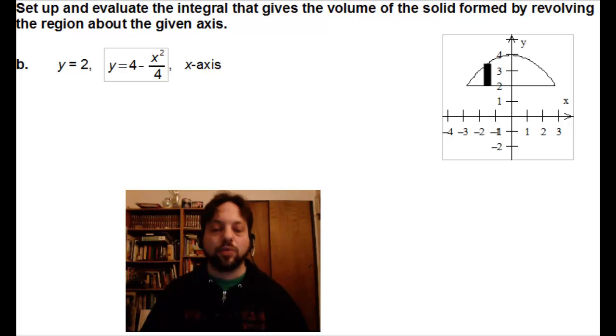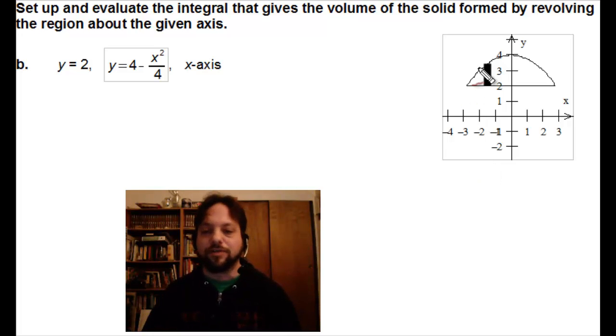In example B, we're going to begin essentially the same way that we began example A, and that's simply by drawing the solid of revolution that we're trying to find the volume of. Now, we're given this region right here that's made up of these two functions, and we're told that we are going to rotate this around the x-axis. So there's my arrow of revolution.